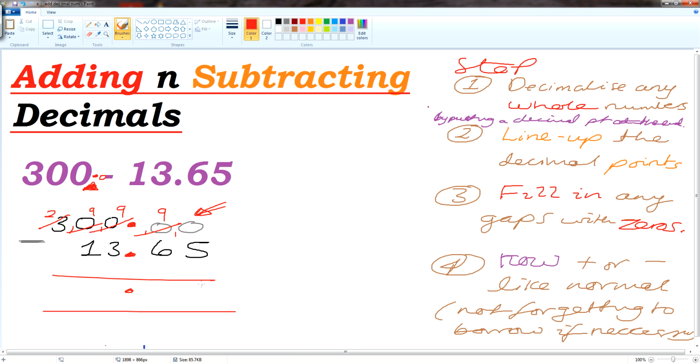So we now say 10 take away 5 is 5. 9 take away 6 is 3. 9 take away 3 is 6. 9 take away 1 is 8. And 2 take away nothing is 2. And that's the answer for that kind of question. So as we said before, add and minus like normal, not forgetting to borrow if necessary. And here we need to do lots of borrowing.